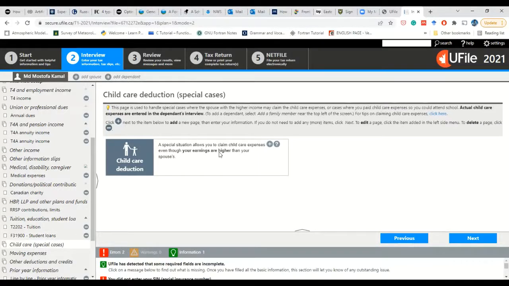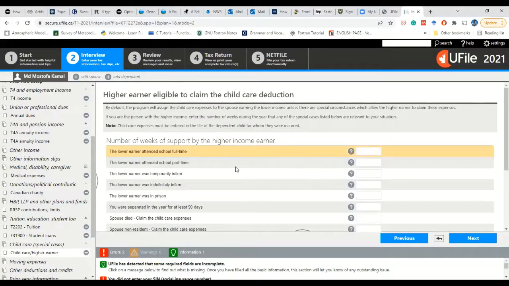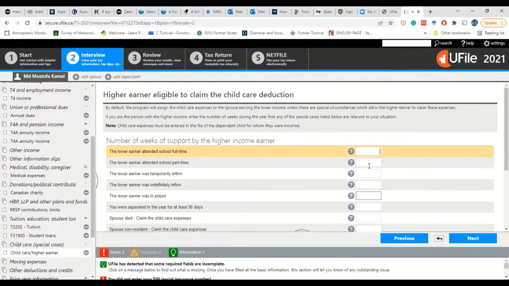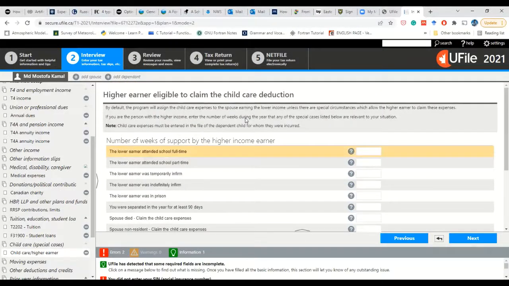Childcare deduction: again, you can create your forms, and in these forms it asks how many months your child went to childcare, and how many months you studied part-time or full-time if you're a full-time student, and how many months your child went to daycare. Just read those information and fill in what is appropriate for your case. This is the childcare information.